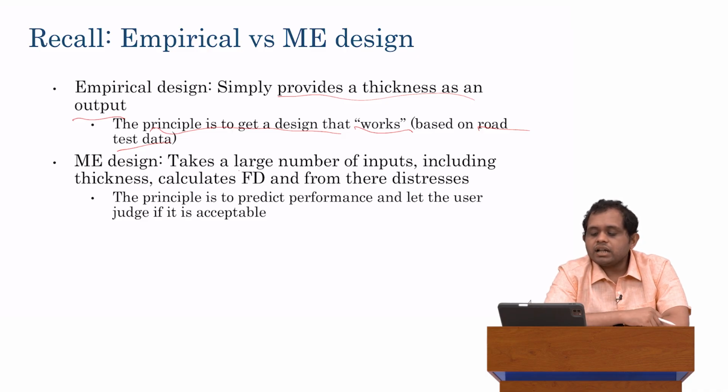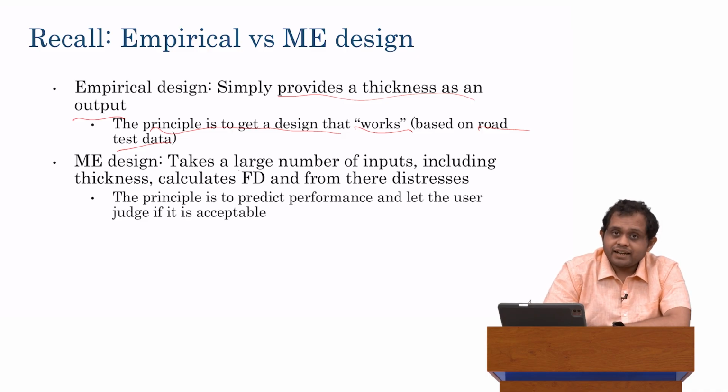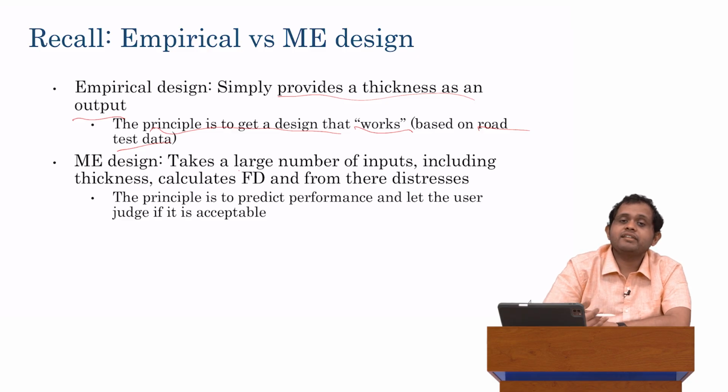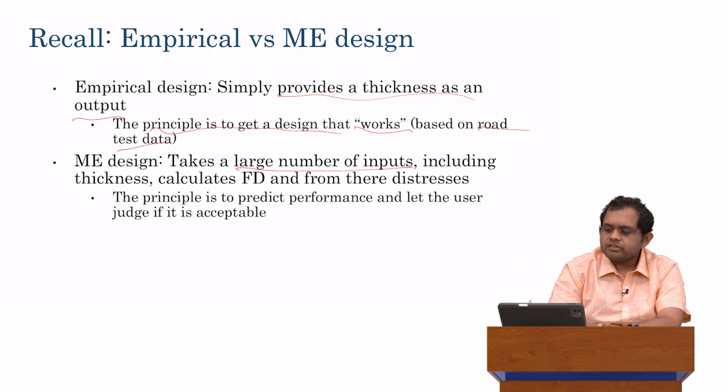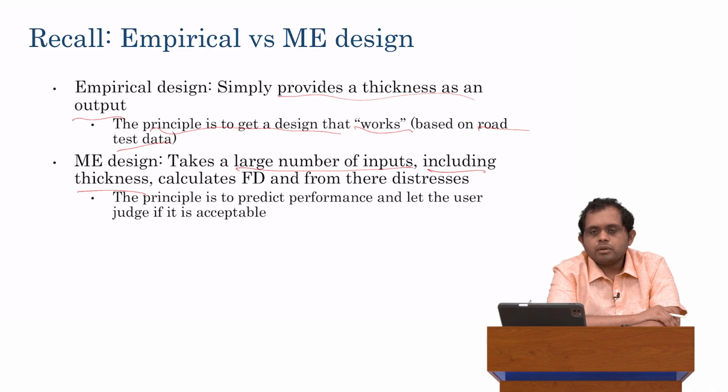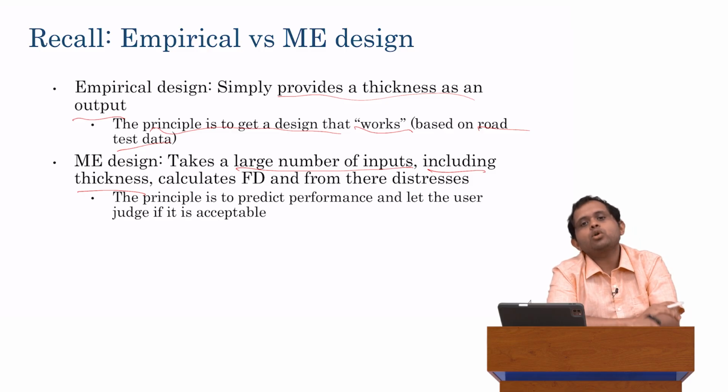ME design, on the other hand, because by the time ME design came up, computers were available, takes a much larger number of inputs, and of course, a computer is going to deal with those inputs, not us, including thickness. Now, this is the big deviation between empirical design and mechanistic empirical design. In empirical design, thickness is the output. In mechanistic empirical design, thickness is one of the inputs.